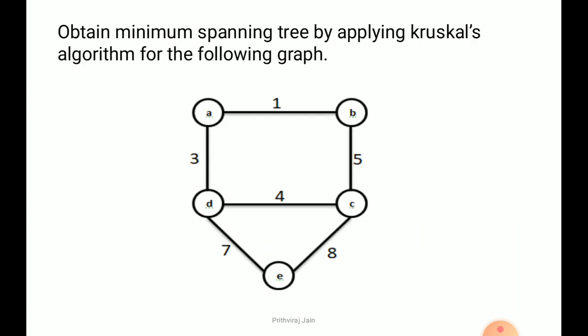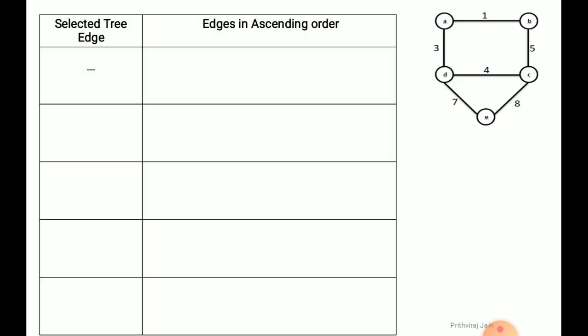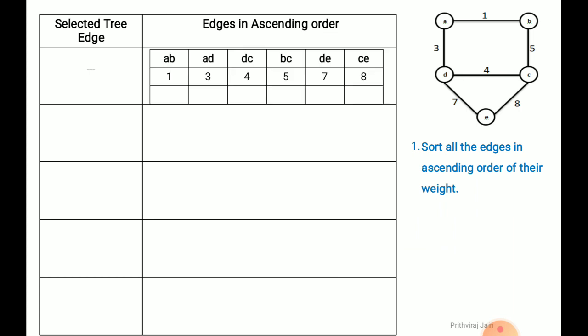Now let us consider one graph, and for this graph we have to find the minimum spanning tree using Kruskal's algorithm. Let us take the graph and make two columns. One is the selected tree edges and another is the edges in ascending order. As per our first step, we sort all the edges in ascending order based on their weight, starting from edge AB till edge CE.